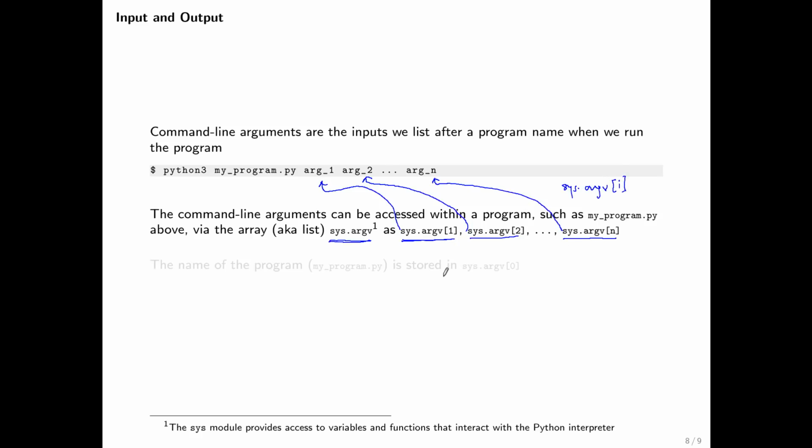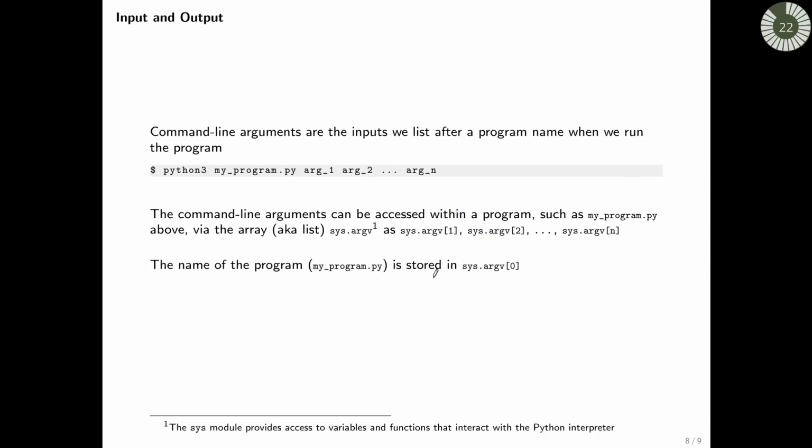All right. Now just keep in mind that in Python, the name of the program itself, which in this case is myprogram.py, is stored as the 0th command line argument. So sys.argv[0] is essentially the name of the program. Okay, and we typically don't make use of the 0th command line argument or the name of the program. Instead, we just look at command line arguments starting at 1. All right. But just keep in mind, the 0th command line argument is the name of the program.